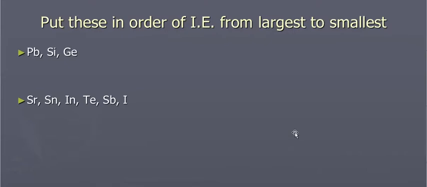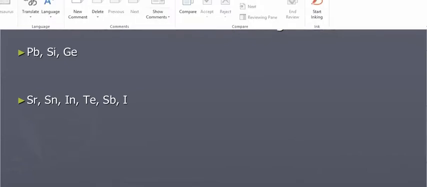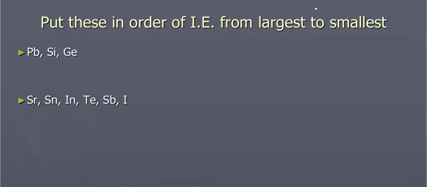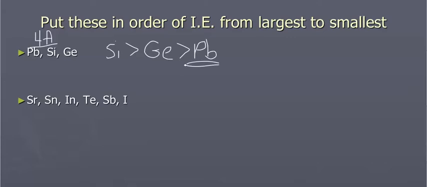So let's look at an example here. Put these in order from largest to smallest. In this first one here, these are all in group 4A. The largest ionization energy is the one closer to the top of the periodic table, Si, and then Ge, and then finally lead has the smallest. It's going to be easier to remove lead's electron. It's going to take less energy to remove lead's valence electron.